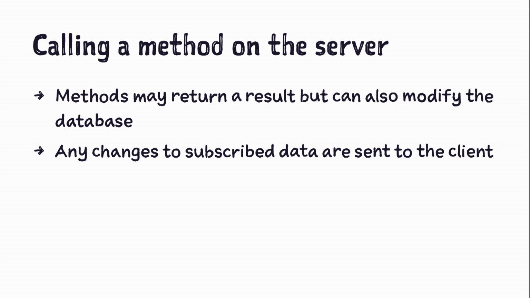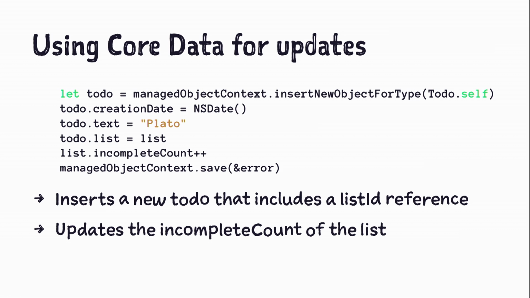As many of you know, the way to update data in Meteor is by calling methods on the server. And methods may return a result, but can also modify the database. And if they do so, changes to subscribed data are sent to the client. If you use core data, you use regular object manipulation methods. So for instance, here we are creating a new to-do.